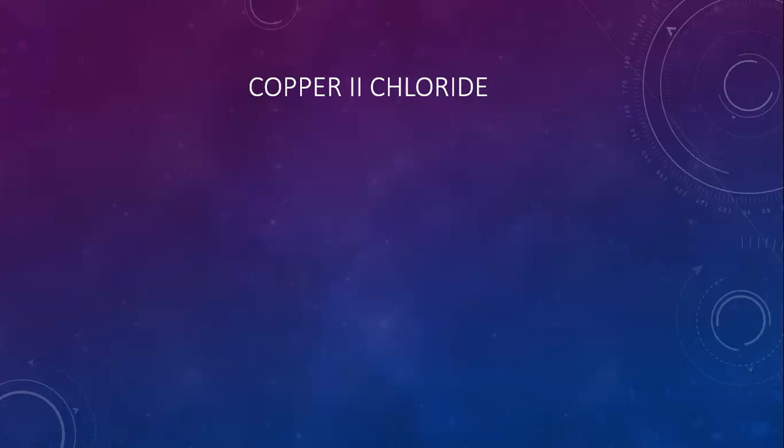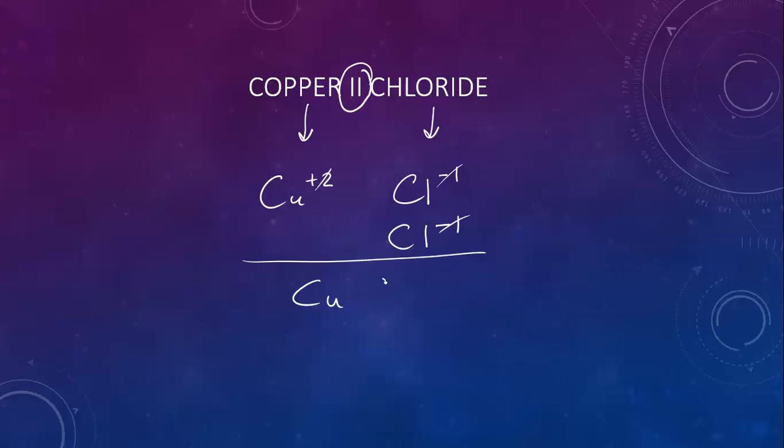Copper 2 chloride. Now we're encountering the first of our what we call type 2 ions, ions that have multiple charges. If you look on the periodic table, you'll find that copper can be either +1 or +2. Gee, I wonder which one it is. The Roman numeral tells you which one it is. So, copper +2, chloride is -1. We have too many positives. We need an extra negative. So those cross out. CuCl2.